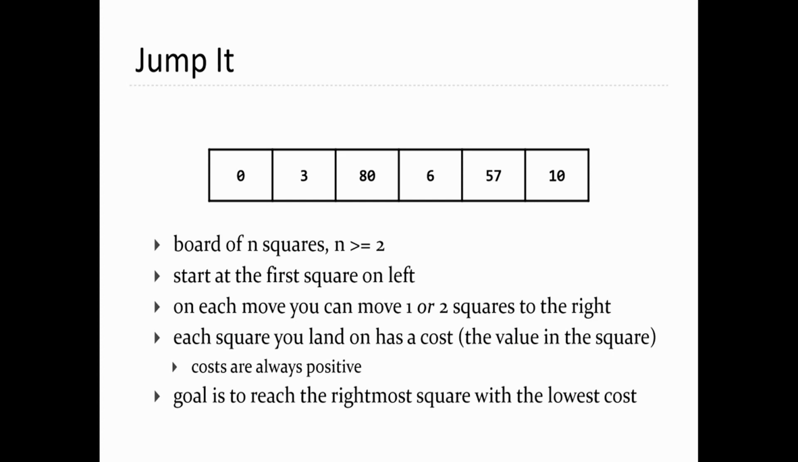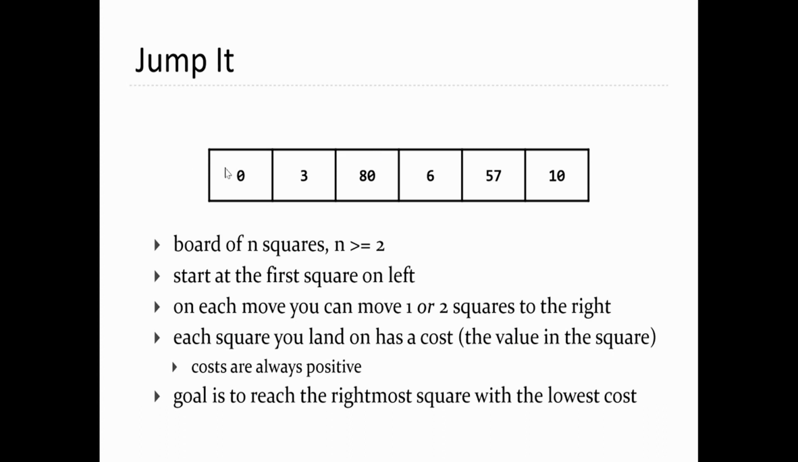You're allowed to move along the board by taking 1 or 2 steps every time to the right. So you can only move right. You're allowed to take 1 or 2 steps. Every time you take a step, you land on another square. So if I start at the 0 and I take 2 steps, I land on the 80. So when you land on a square, the cost of landing on that square is the value stored in the list or array.